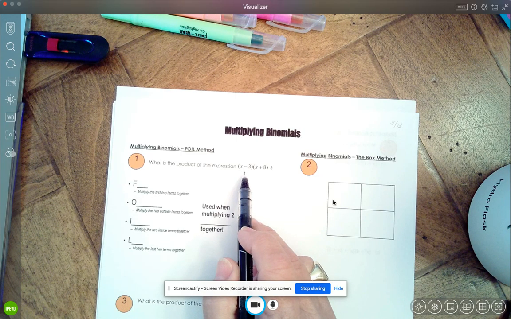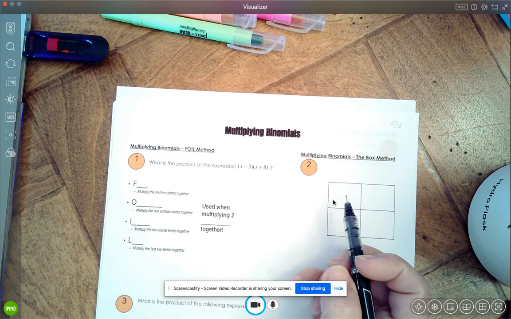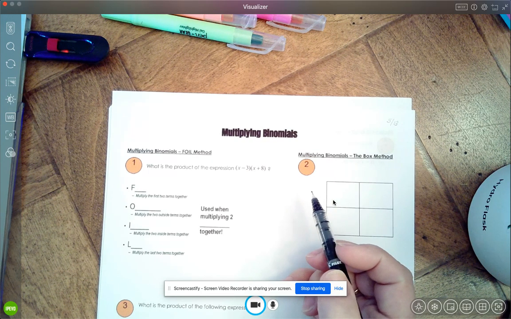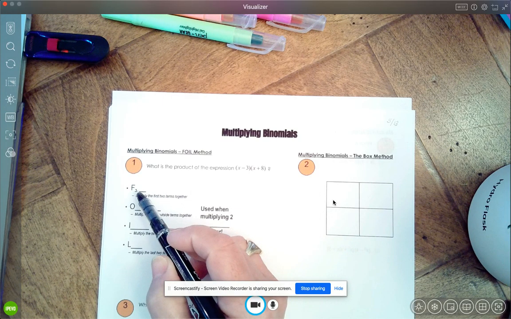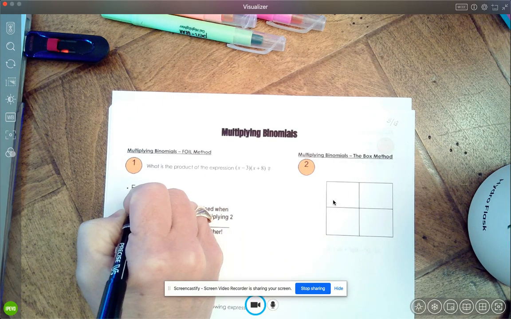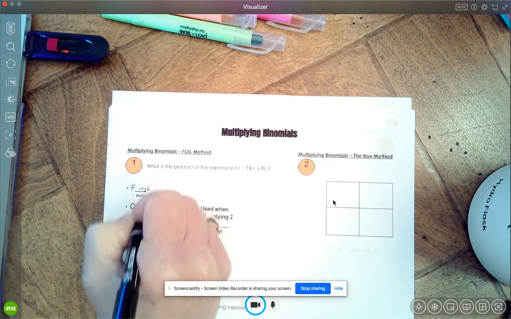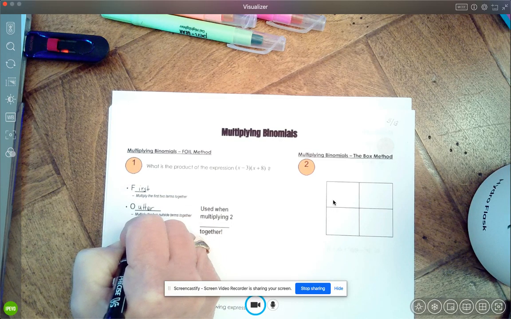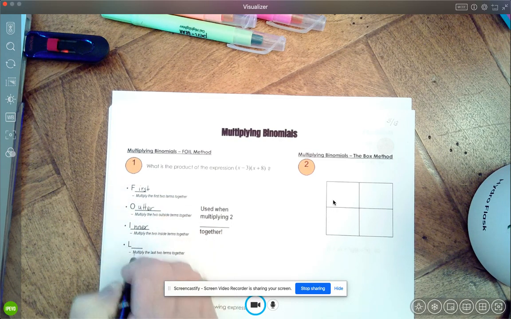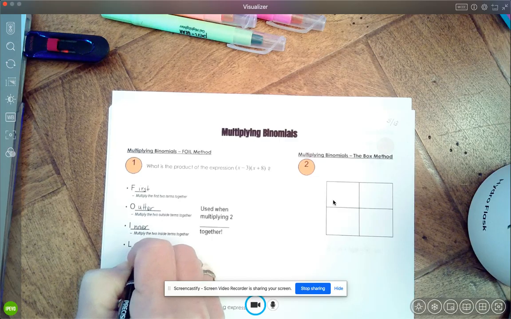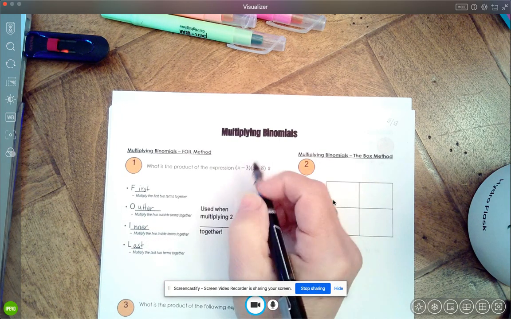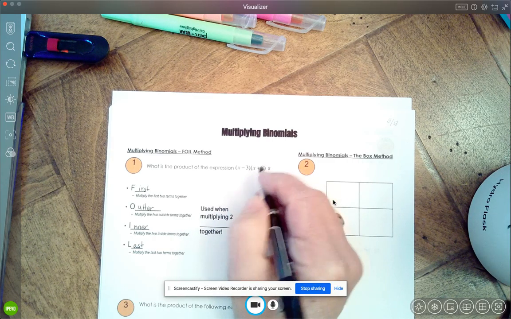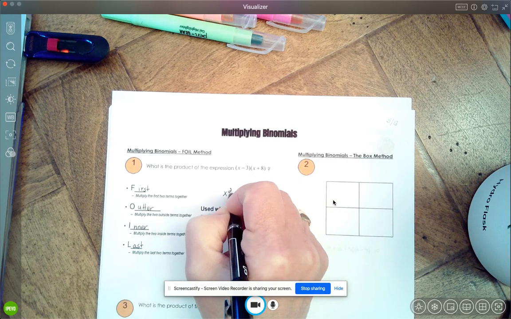When I am multiplying these together, I have two things that I could use. I could do the FOIL method. I multiply the first, the outer, the inner, and the last. What this stands for, I can multiply the first terms. X times x is x squared.